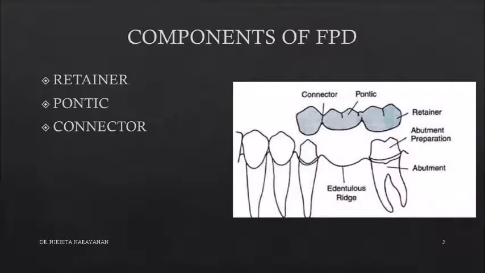Before starting with the principles of tooth preparation, we'll have a brief introduction on FPD. So as you all know, the components of fixed partial denture are retainer, pontic and connector. So retainer is that part of the FPD that sits on the abutment tooth. Pontic is the part of the FPD that replaces the missing tooth, and the connector is the part that joins the pontic and the retainer. So the FPD has three main components. They are the retainer, pontic and connector.